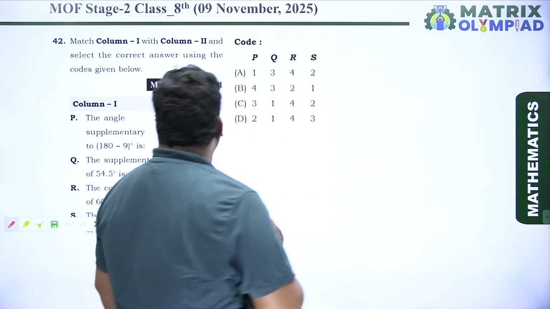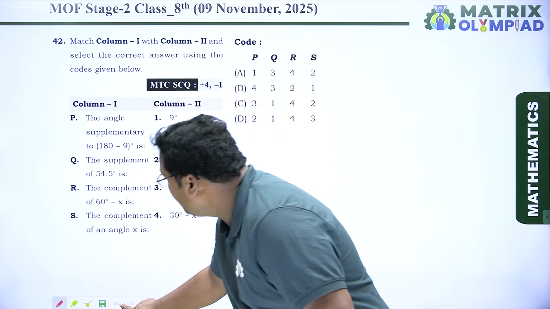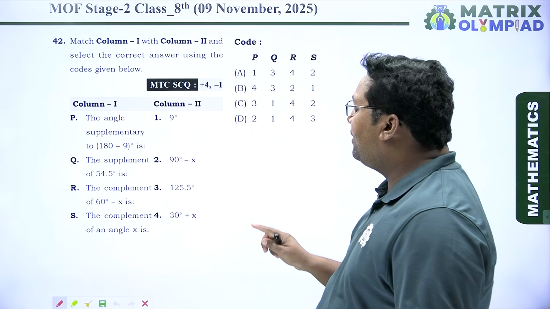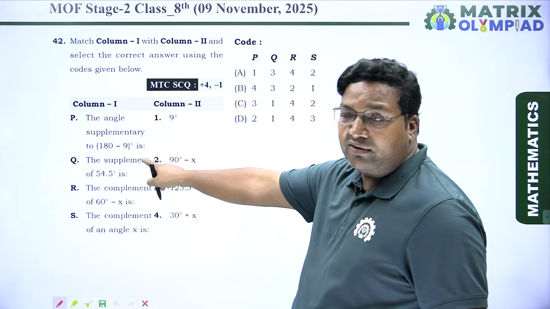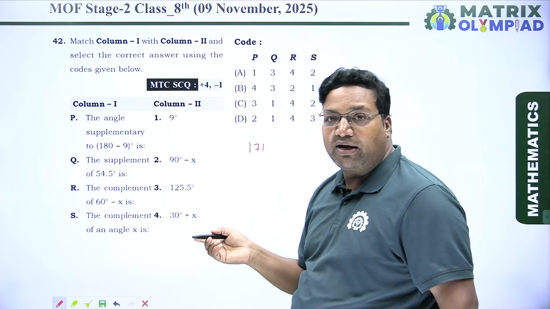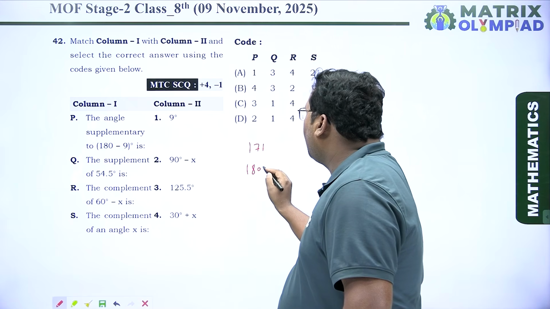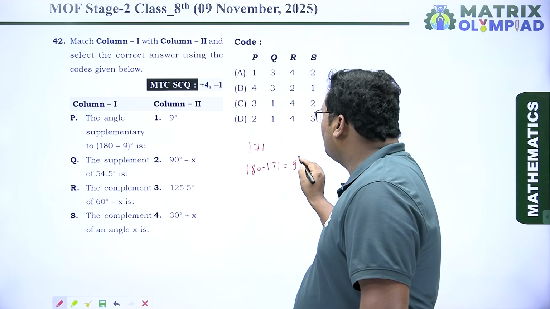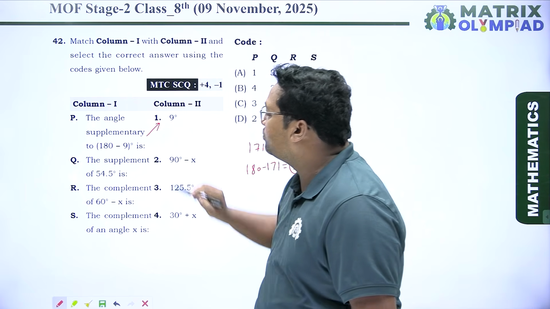Next question is match column 1 with column 2 and select the correct answer using the codes given below. Here you can see the first statement is the angle supplementary to 180 degree minus 9 degree. We have to find out the supplementary angle of this angle. 180 minus 9 is 171, and we have to find out the supplementary angle of 171, which is equal to 180 minus 171, and 180 minus 171 is 9. So the supplementary angle of this angle is 9 degree. It means for this, the first one is true.